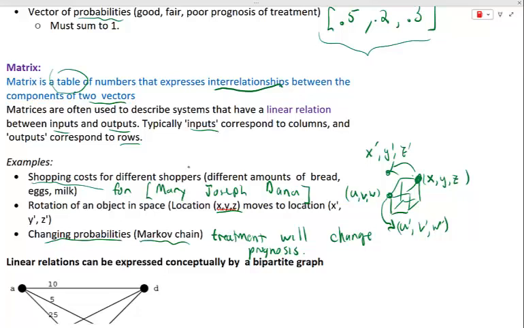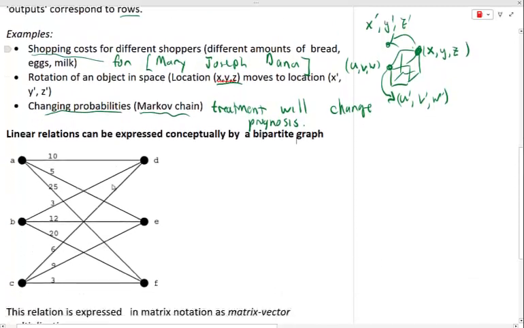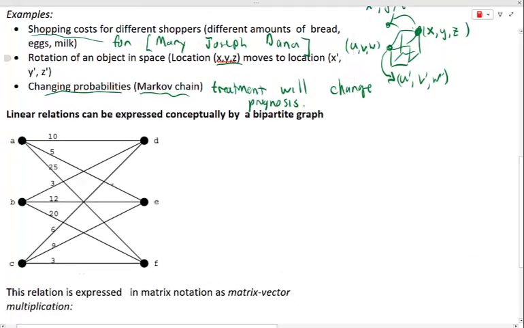Okay. And let me show you down below how a linear relationship can express all three of these situations. First of all, let's consider the shopping cost case. Here we have A, B, and C. In this case, A, B, and C would be prices. And then these are my three shoppers. I said Mary, Joseph, and Dana. So this would be Mary, this would be Joseph, and this would be Dana. And over here, instead of A, B, and C, I would have bread, milk, and eggs.